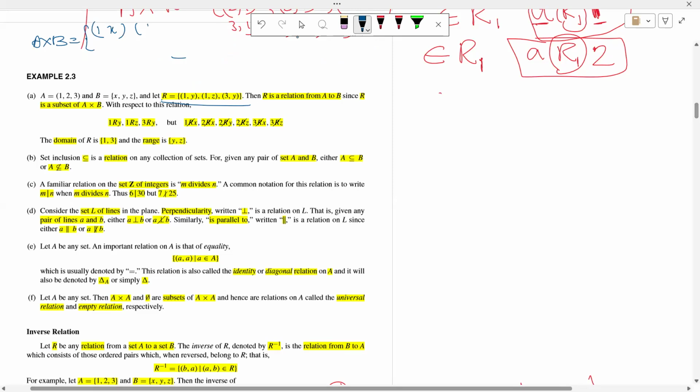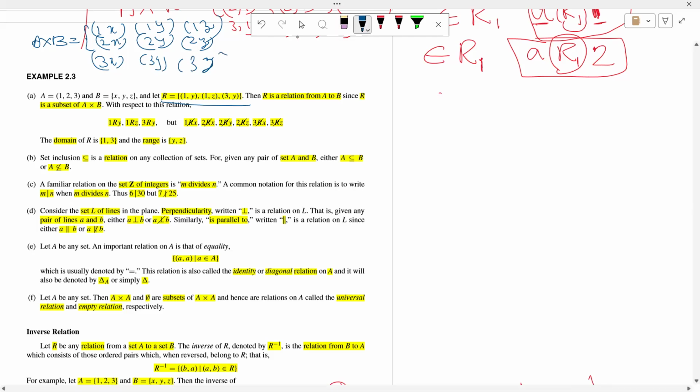1x, 1y, 1z. Similarly, 2x, 2y, 2z. Similarly, 3x, 3y, 3z. So altogether 9 pairs, right? So a relation means a subset of this A cross B, right?